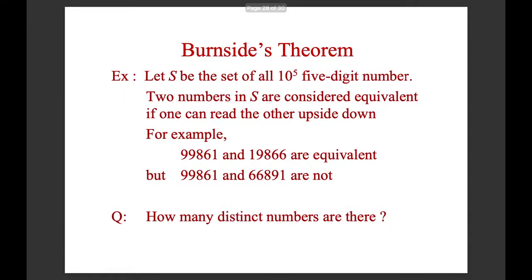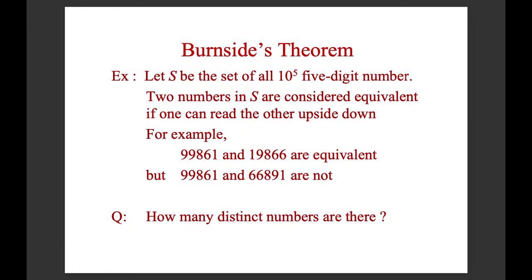Okay, another example. So here, 10 to the power 5, 5-digit numbers that we can form. So we have only 2 permutations to consider. The first one has 10 to the power 5 invariants, but then how about the second one? How many invariants are there for the second one?